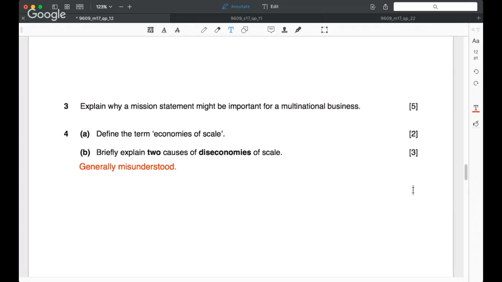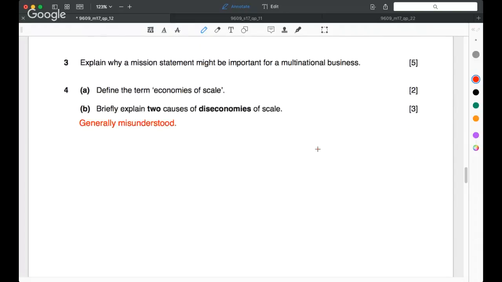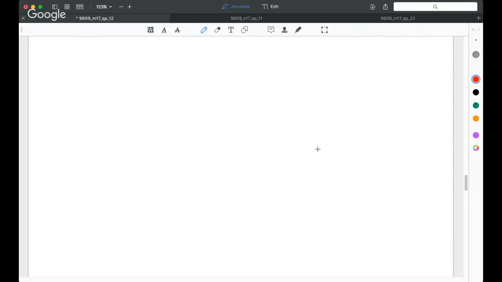Five A. Analyse the strengths and weaknesses of a public limited company and the legal structure of the business.